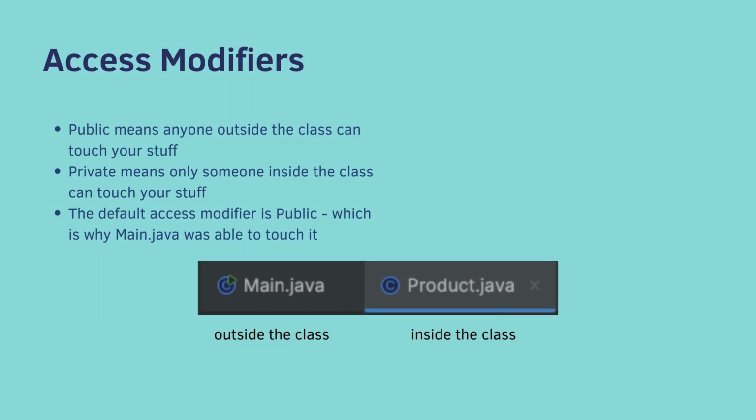Public means anyone outside the class can touch your stuff. That's what we had before, but we're going to change it to private. Private means only someone inside the class or someone approved can touch your stuff. The default access modifier is public, which is why main.java was able to touch it, even though we didn't specify anything.